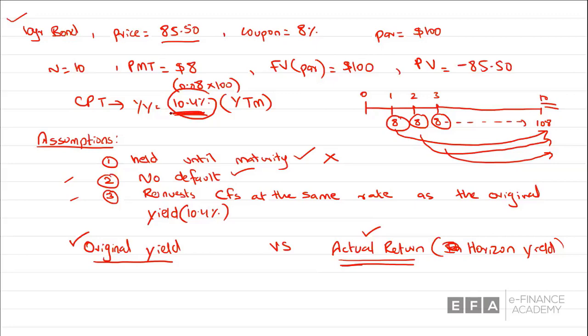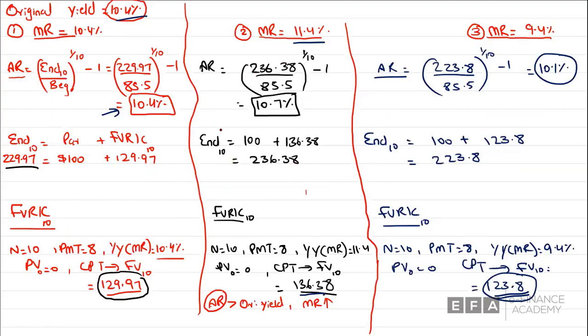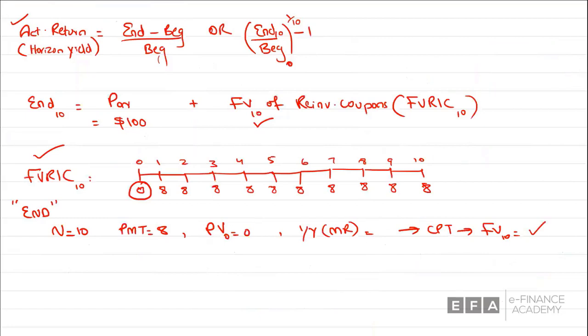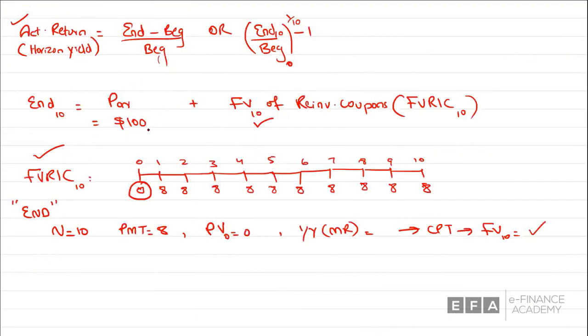So keep in mind that the original yield for the short-term investor is also 10.4%. Just like we looked at these three scenarios for the long-term investor, if the market rate during those 10 years is 10.4 or 11.4 or 9.4, we look at the same scenarios that during the 4 years, what if market rate is 10.4 or 11.4 or 9.4? But before that, I would like you to understand how we would actually calculate the actual return or the horizon yield for the short-term investor, just as we discussed for the long-run investor.